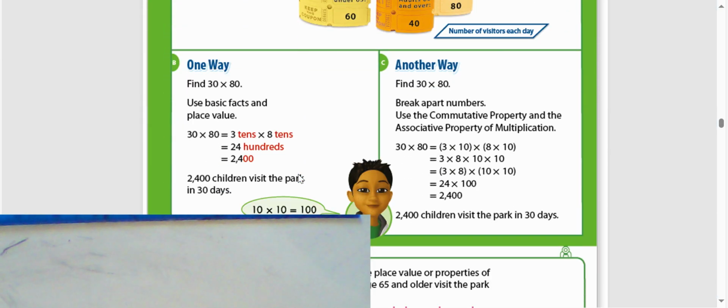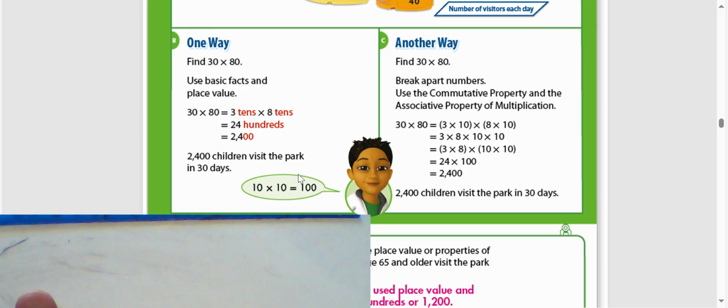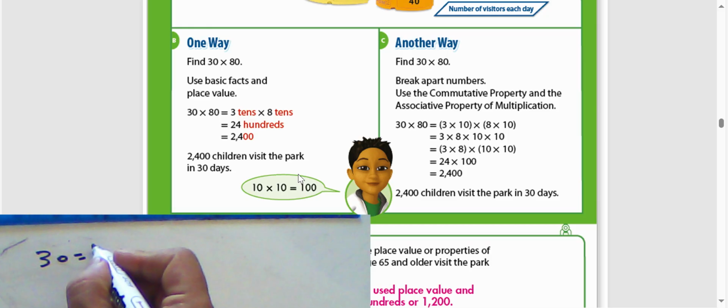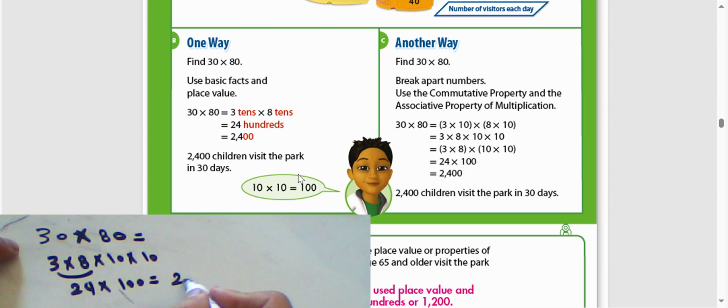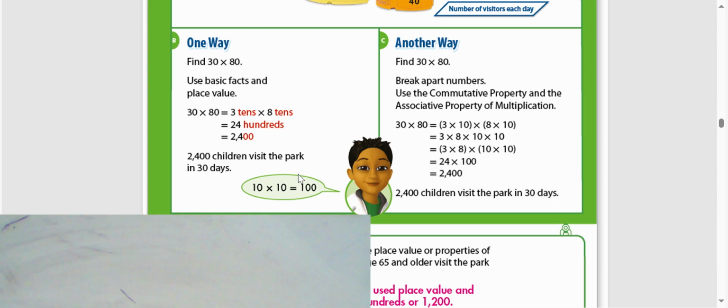Now we can find the product between two numbers like this: 30 times 80. We can write 3 times 8 times 10 times 10. 3 times 8 is 24, and 10 times 10 is 100. Then the result will be 2400. Okay, understood? Next question.